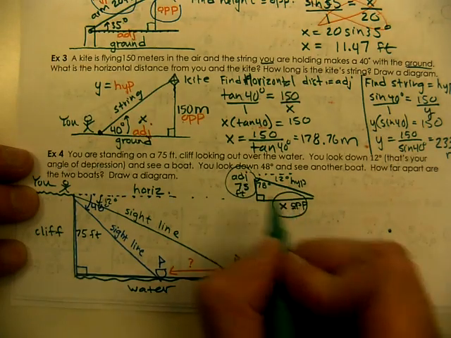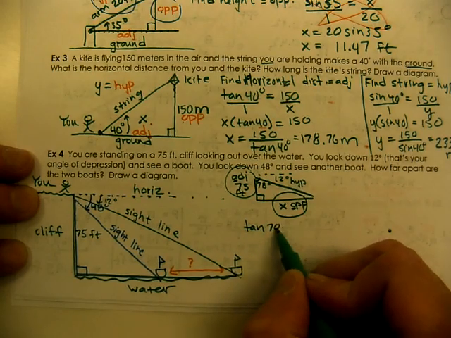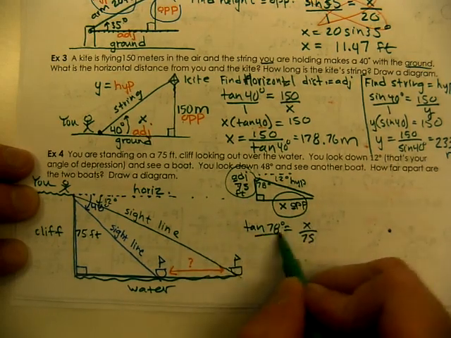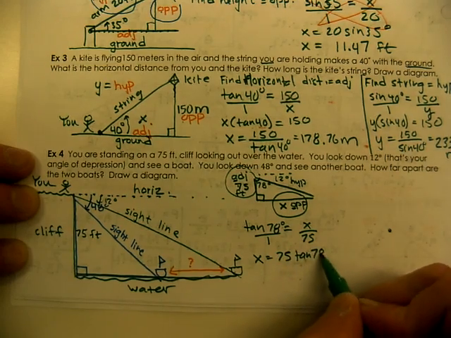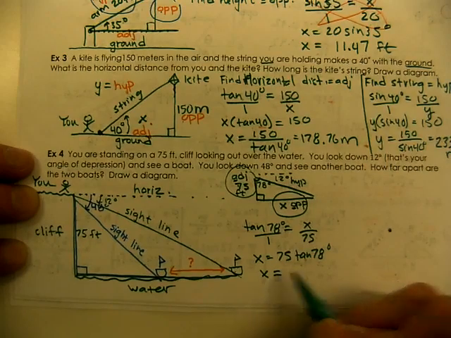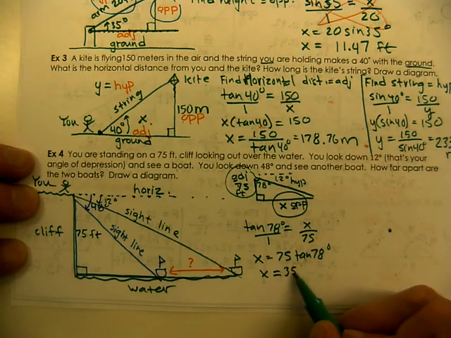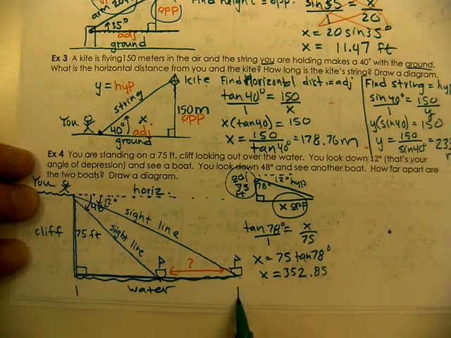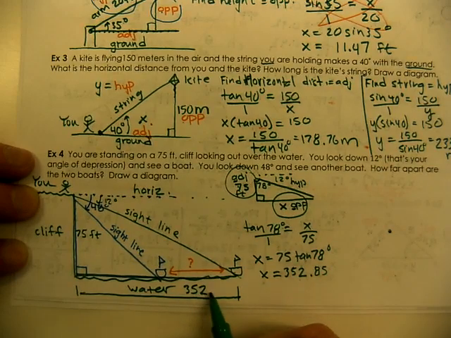So opposite side and adjacent side is the tangent ratio. Tangent of 78 degrees equals opposite over adjacent. Let's cross multiply. So x equals 75 times tangent of 78 degrees. And so this is a distance of, let's see, 352.85 feet. All right, so that's this distance on the original diagram. That's the big base of the green triangle, 352.85, and that's in feet.